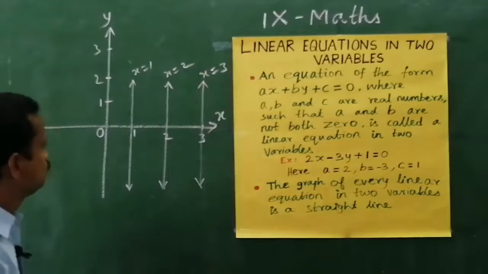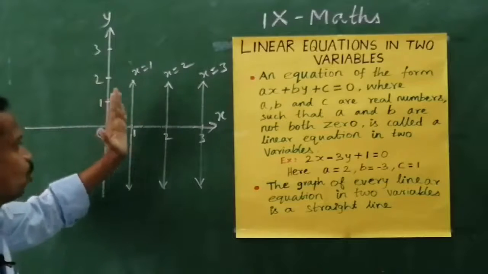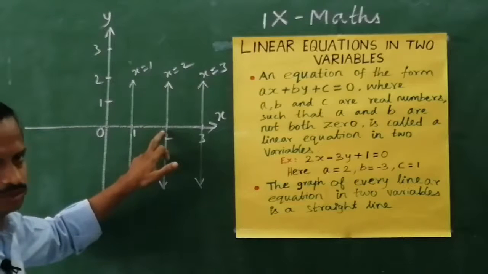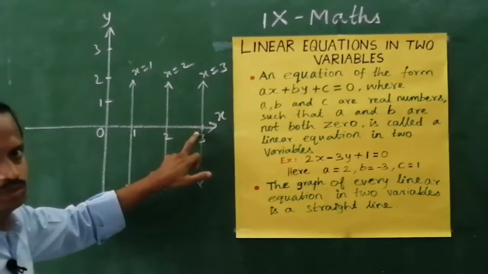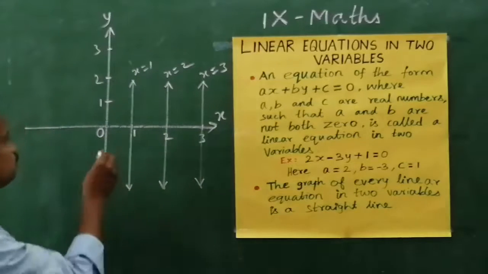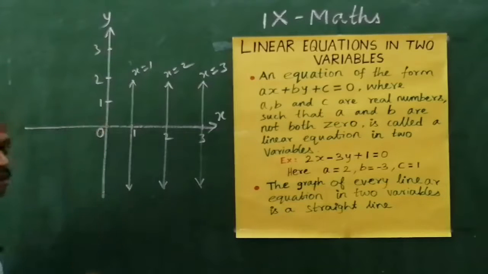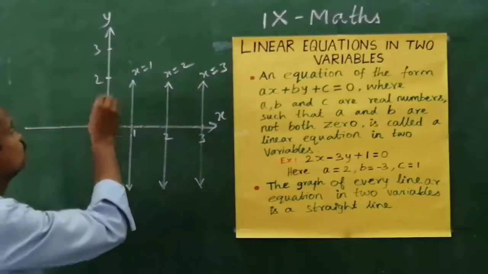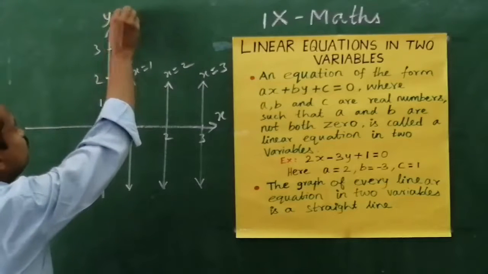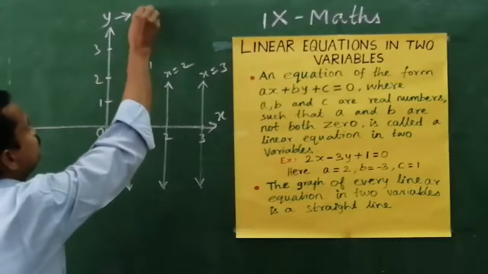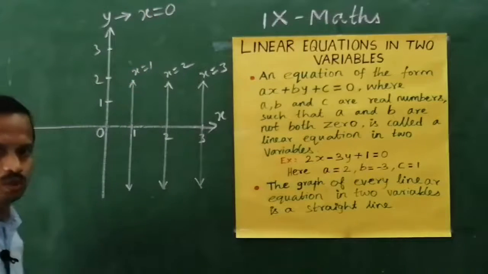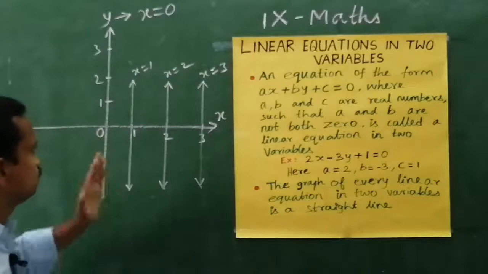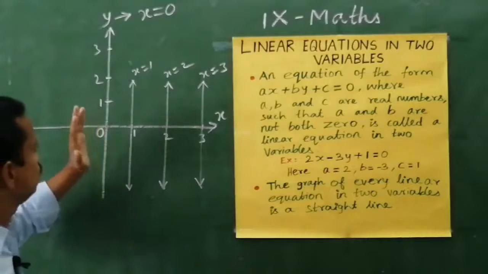So, all these are parallel to the y axis. Am I right? This line represents x equals 1, this line represents x equals 2, this line represents x equals 3. But what about this line? It is nothing but the y axis, no? Here, what is x? 0. So, the equation of the y axis is x equals 0. So, the y axis equation is nothing but x equals 0. So, I think you now understand well.